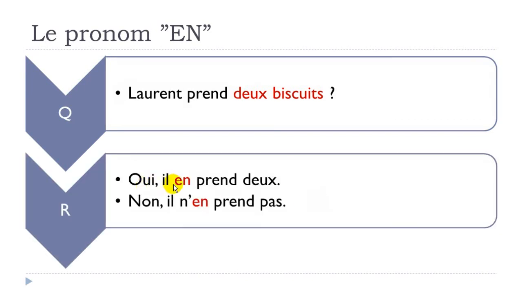Oui, il en prend deux. Okay, so in that case you get to put the amount. Il en prend deux. So it would be the same if you would have trois biscuits, three. In that case you would put oui, il en prend trois. But then keep in mind that if you put the negative answer, non, il n'en prend pas, you don't need to state the amount. Okay, il n'en prend pas.